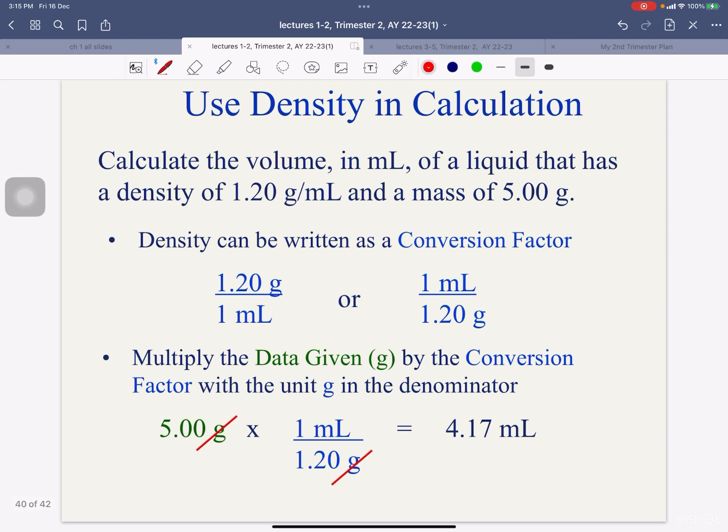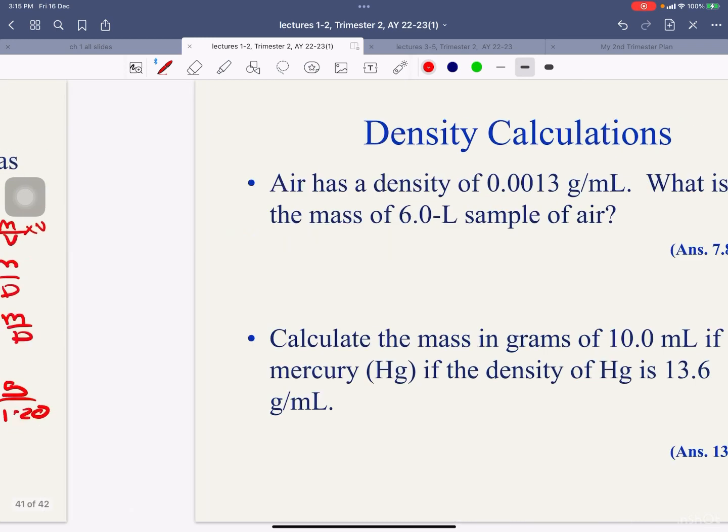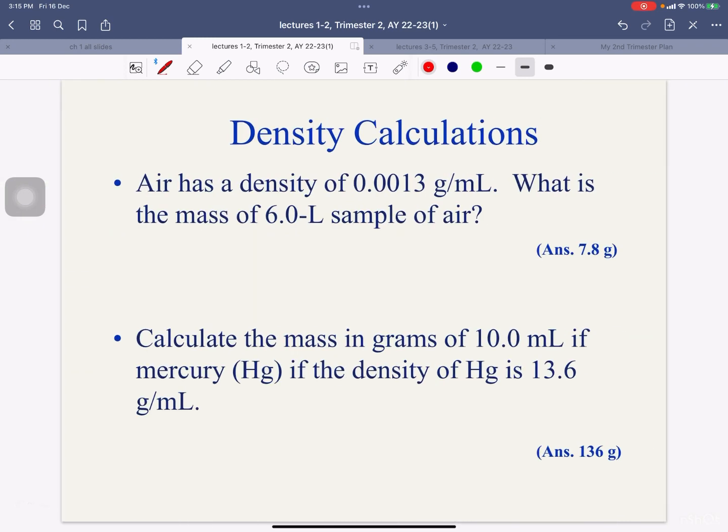هنا calculate the volume in milliliter of a liquid that has a density of this and a mass of this. So simply I'm just gonna rearrange the formula. So I know density is equal to m over v, so therefore multiply by v, so dv is equal to m، بس هو قال لي الvolume, so divided by d, v is equal to m over d. I just normally substitute. V is equal to the mass, which is 5 over 1.20, and then I'm gonna get my answer.